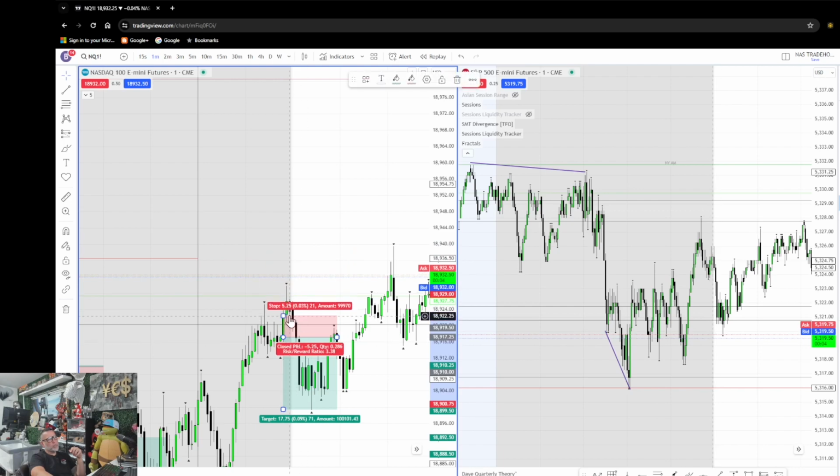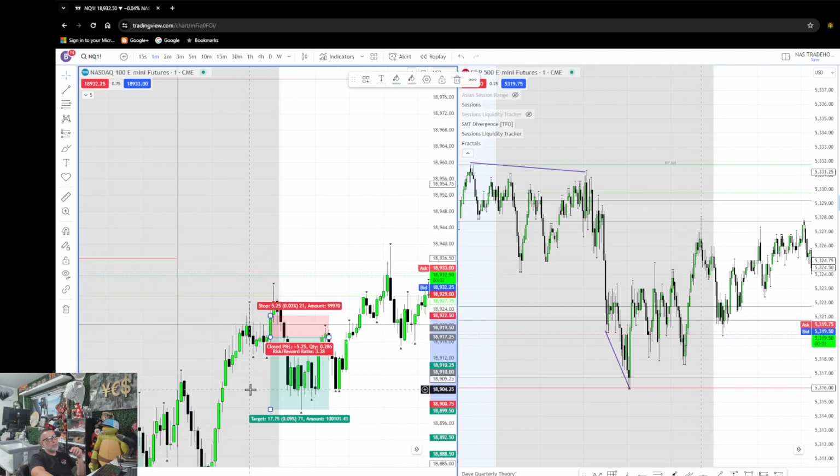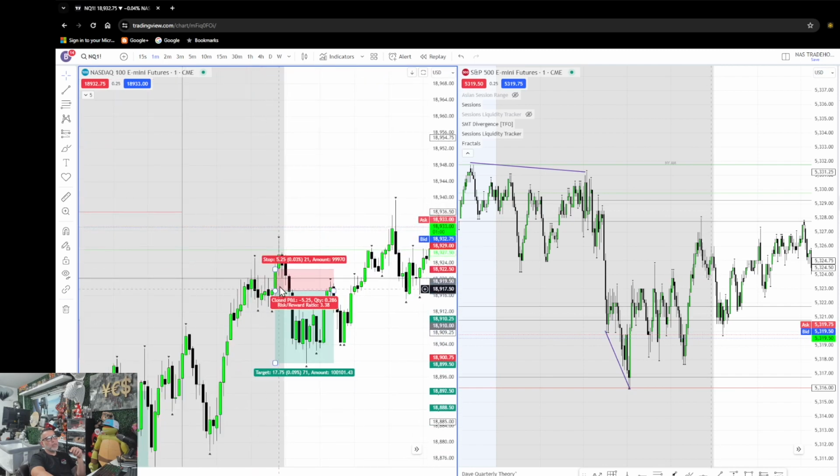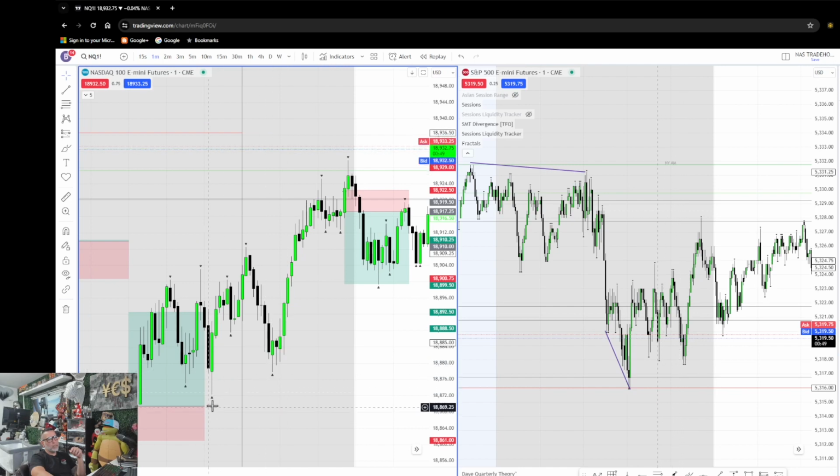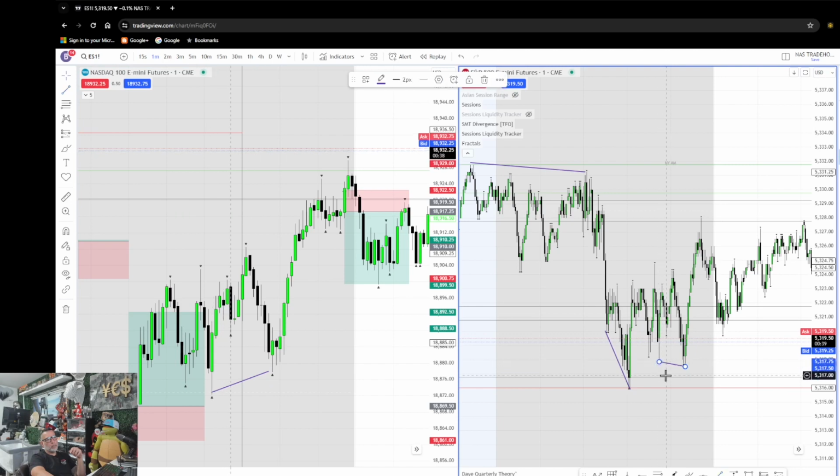The reason why I take it here is because it engulfed it, inverted the fair value gap, right? But you can see that the strategy plays out. Even over here, there's no engulfing candle, but you see that the divergence, there was divergence here, price pushed up, right?